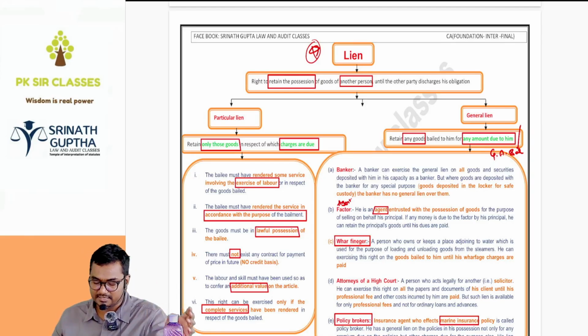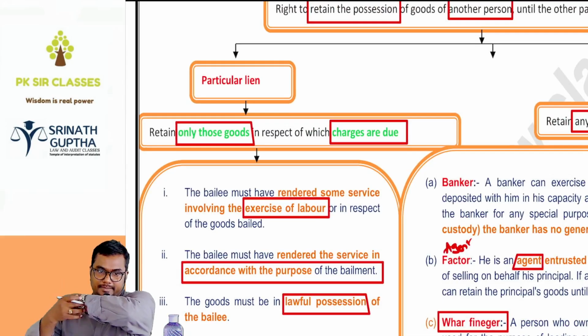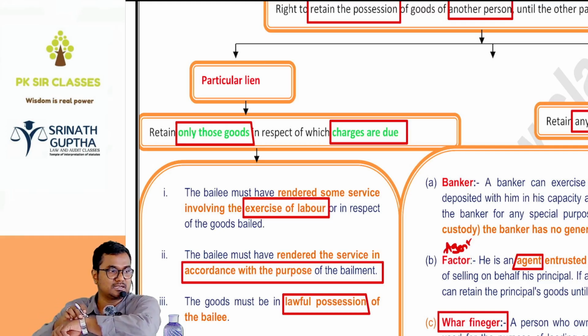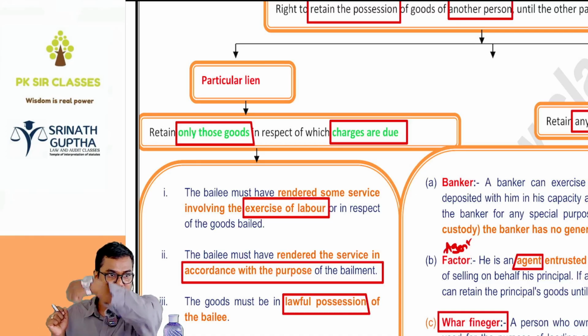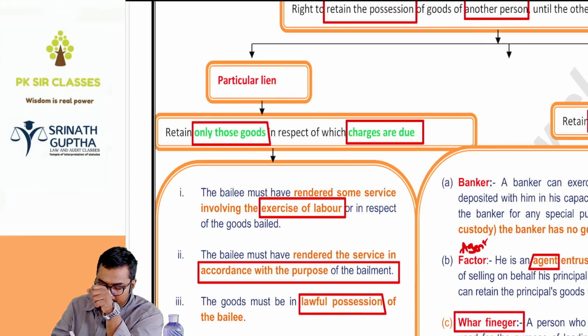Lien is of two types: particular lien and general lien. Particular lien means right to retain only those goods on which service is rendered. Actually Rajani gave the watch to me for the repair. I repaired the watch, previously it was not working, now it is working after cleaning and washing and changing the battery. Yes sir, no sir. So charges are 500 rupees, I said I will not give the watch unless you pay me 500. Service is given on the watch, keeping the watch only: particular lien.